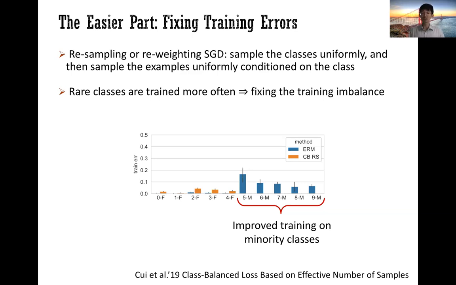So this effectively fixed the training error issue, and there are many different ways to reweight your examples, according to different formulas, and they all tend to have similar effect, meaning they make the minority classes train much better at the expense of a slightly worse training error for the frequent classes.